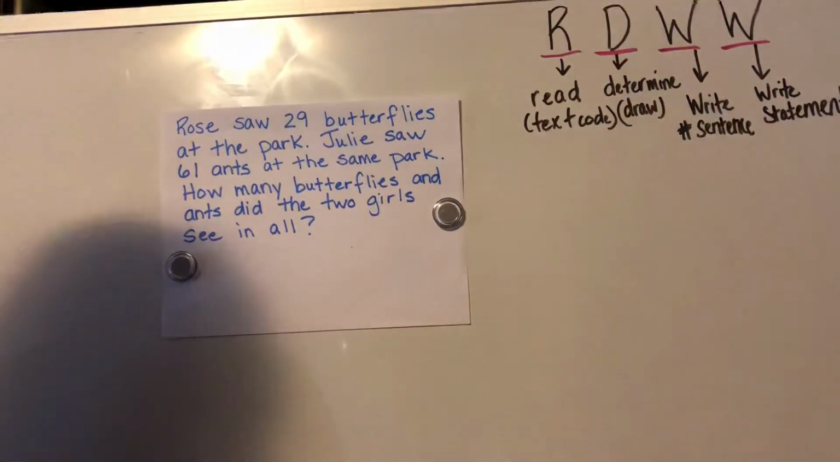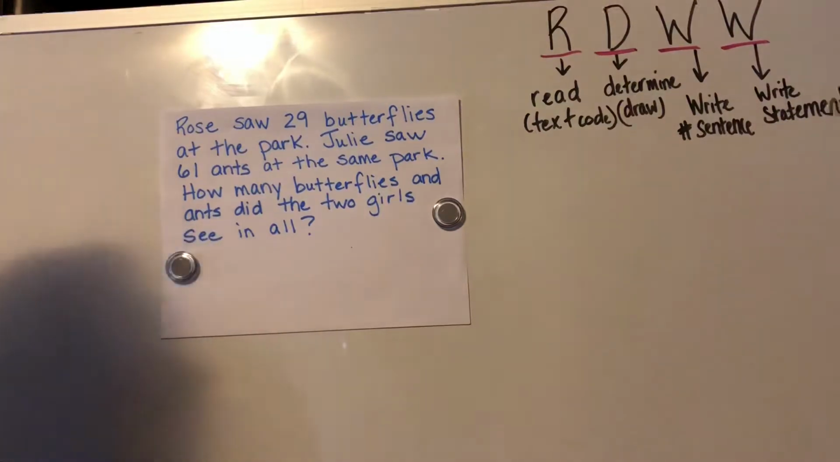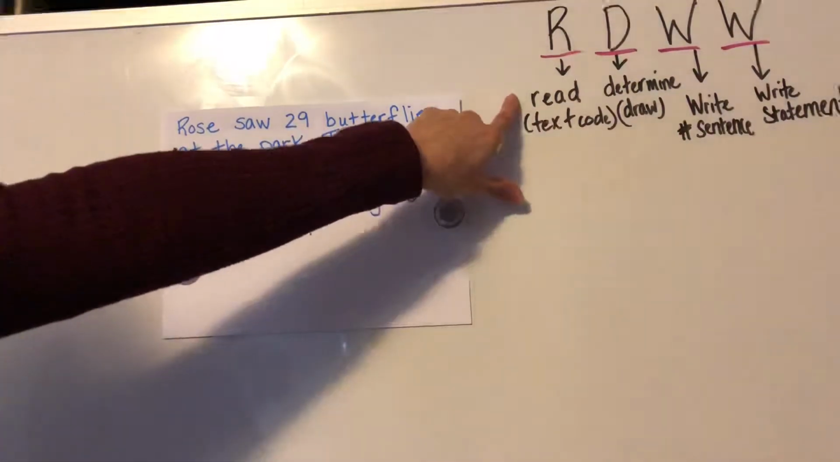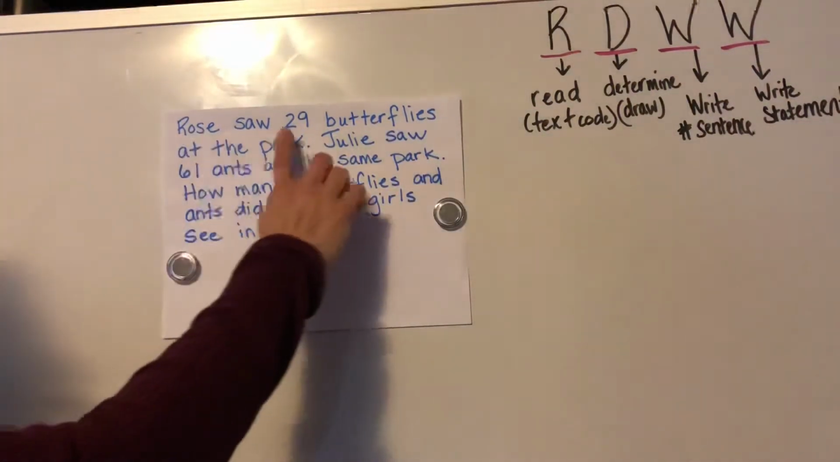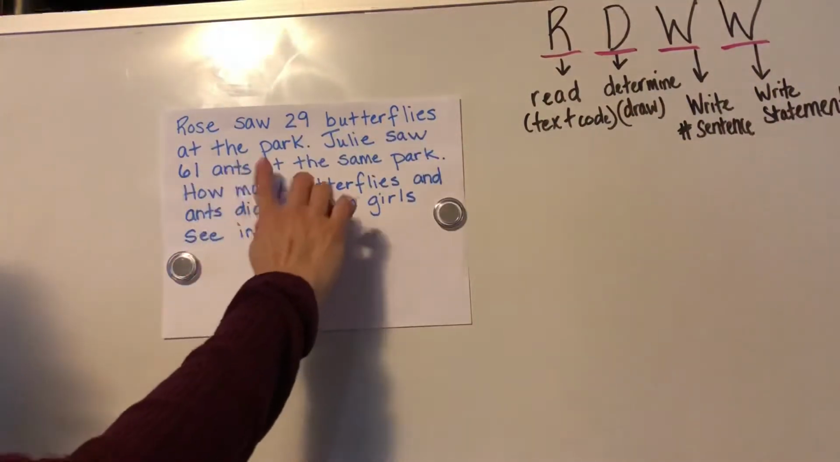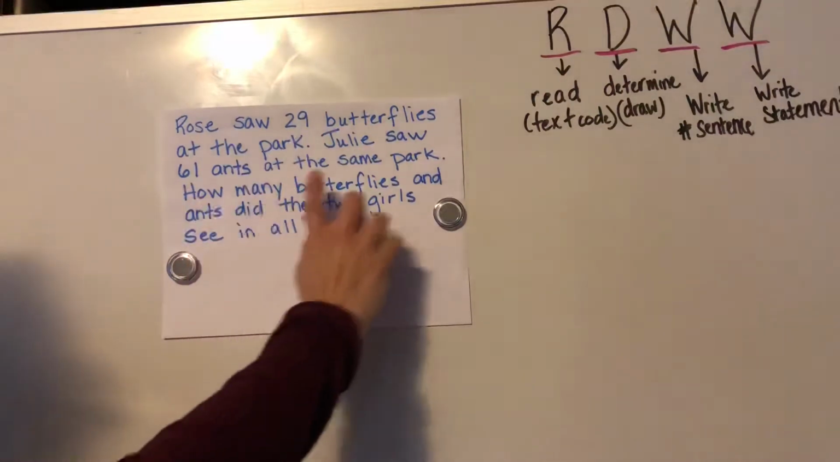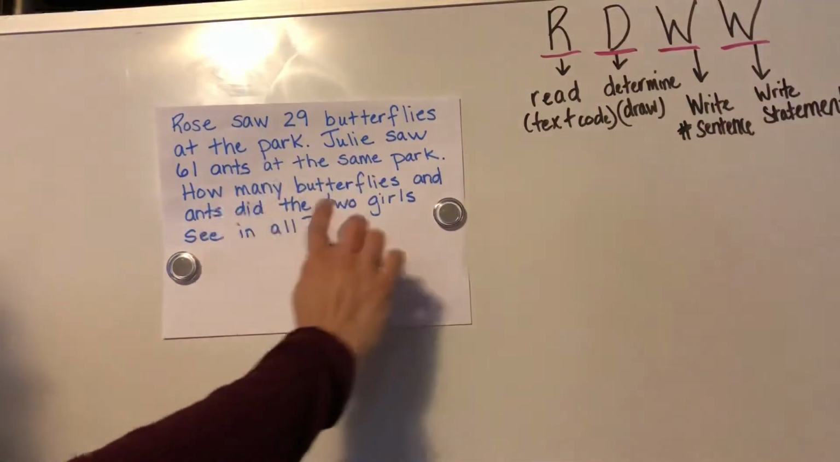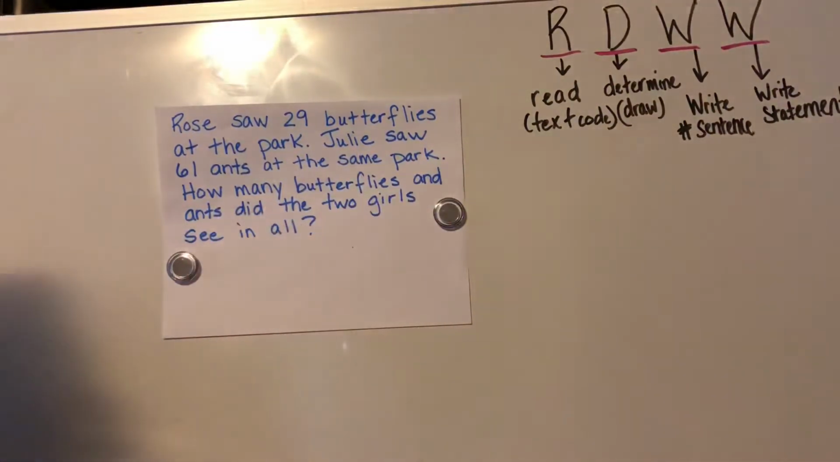The very first thing I need to do is look at my word problem and read it. Rose saw 29 butterflies at the park. Julie saw 61 ants at the same park. How many butterflies and ants did the two girls see in all? So I've read this. I'm now going to text code it for understanding.